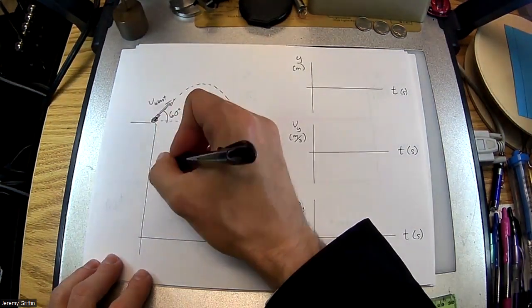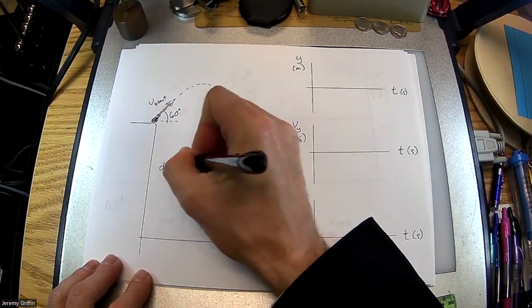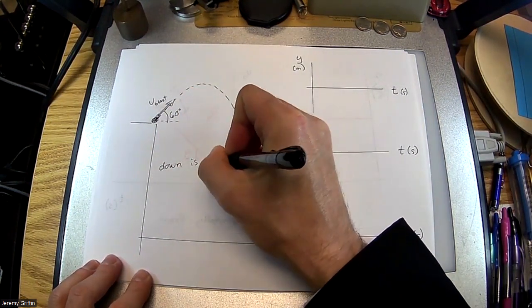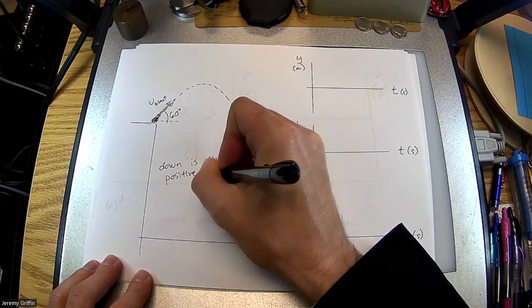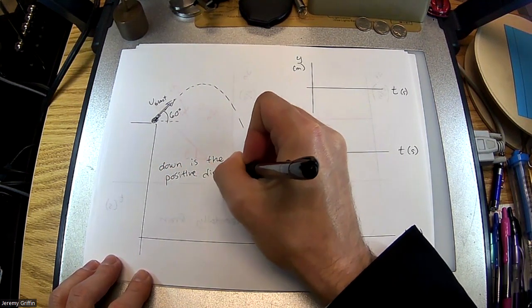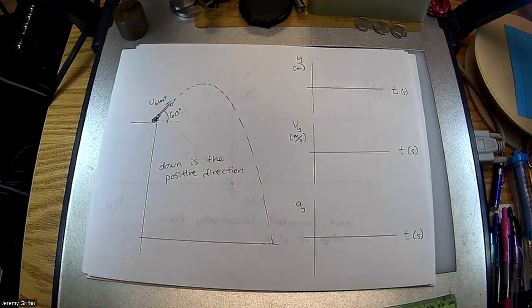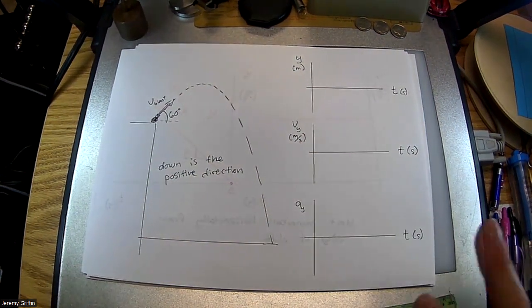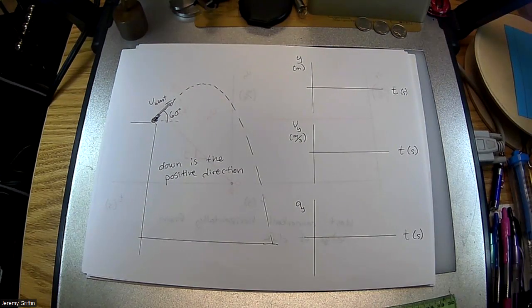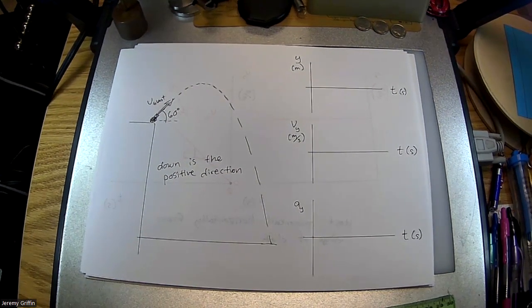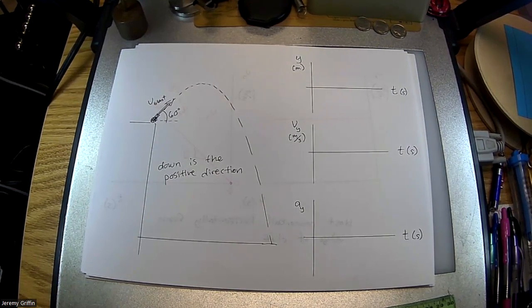And let's call down the positive direction. Could be either way. You could call up positive, that'd be okay too. The graphs would just flip vertically. But let's all have the same answer here. So down is the positive direction. What do those 3 graphs look like?